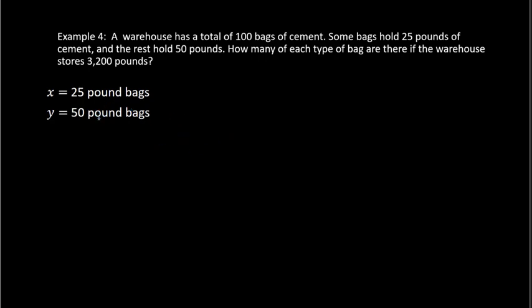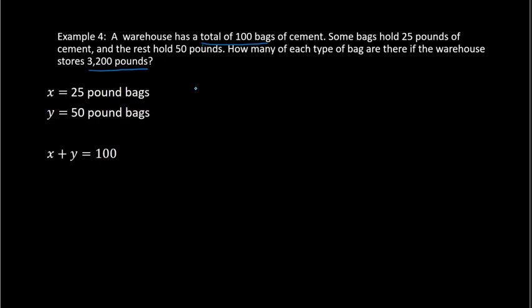So from here we want to create our equations. Actually, two equations. We want to look at what we are given. Typically we want to look for total amounts of something. Here we have a total number of bags. We also know a total amount of pounds. So we're going to have two equations, one of which deals with the total number and the other deals with the total weight. Looking at the total number, if we add the number of 25-pound bags plus the number of 50-pound bags, that will total 100 bags. So x plus y equals 100. That's my first equation.